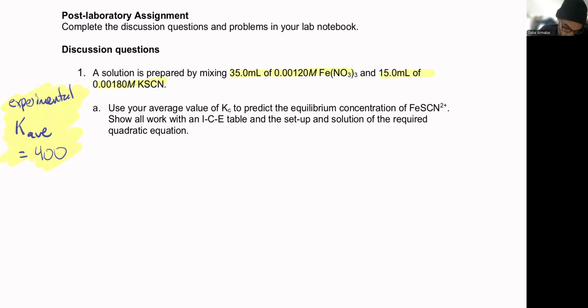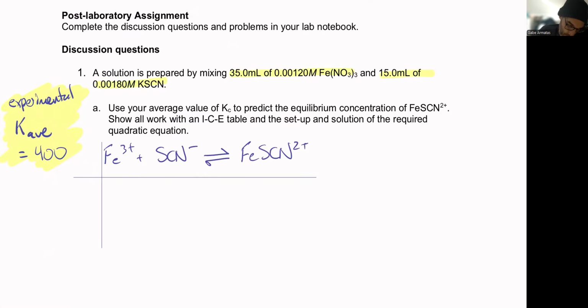We know that this is going to be an ICE table, so we need two things. We always need the equilibrium first and foremost. Fe3+ plus SCN- is in equilibrium with FeSCN2+. I'm going to set up a little table here: initial, change, equilibrium. I like to separate out my equilibrium. This is all molarity, so I'm going to put that in parentheses there.